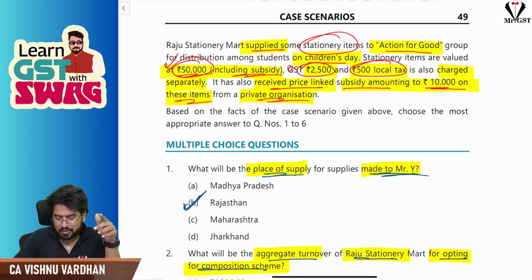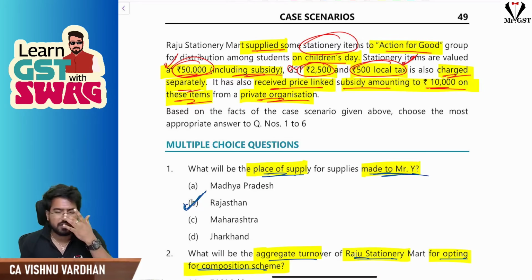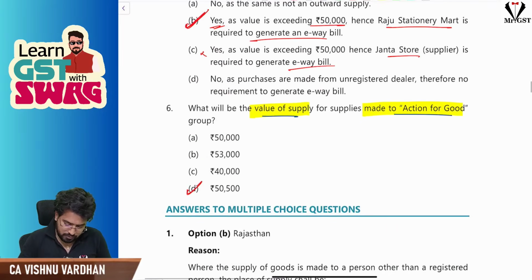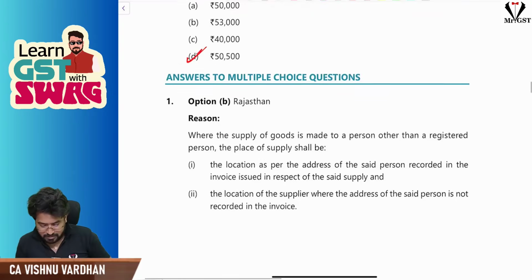GST will not be added to the value of supply. 500 local taxes charged separately. You know, simple one. Value of supply includes these taxes also. So 50,500 should be the answer. Simple one. With this, we are done with case study number 15.